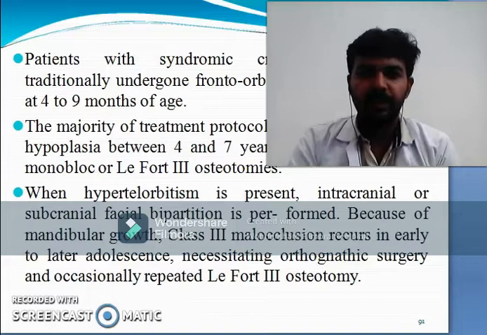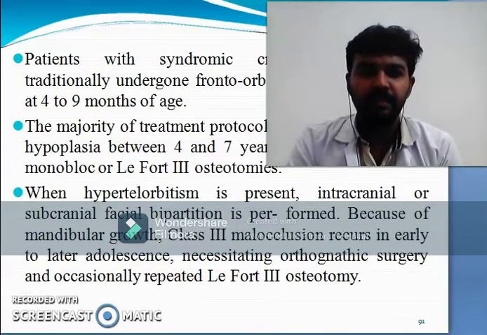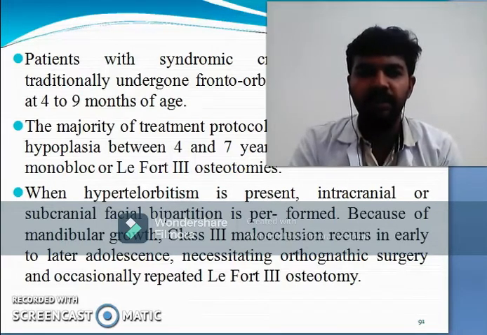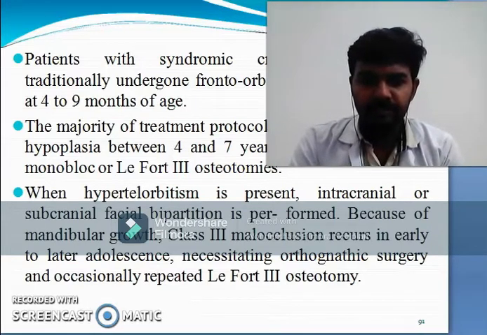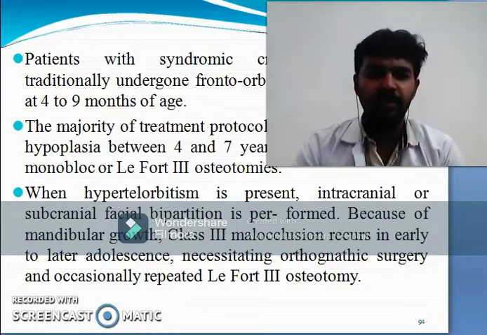Patients with syndromic craniosynostosis have traditionally undergone fronto-orbital advancement alone at 4 to 9 months of age. The majority of treatment protocols address the midfacial hypoplasia between 4 and 7 years of age using either monoblock or Le Fort III osteotomies. When hypertelorbitism is present, intracranial or subcranial facial bipartition is performed. Because of mandibular growth, class III malocclusion occurs in early to late adolescence, necessitating orthognathic surgery and occasionally repeated Le Fort III osteotomy.